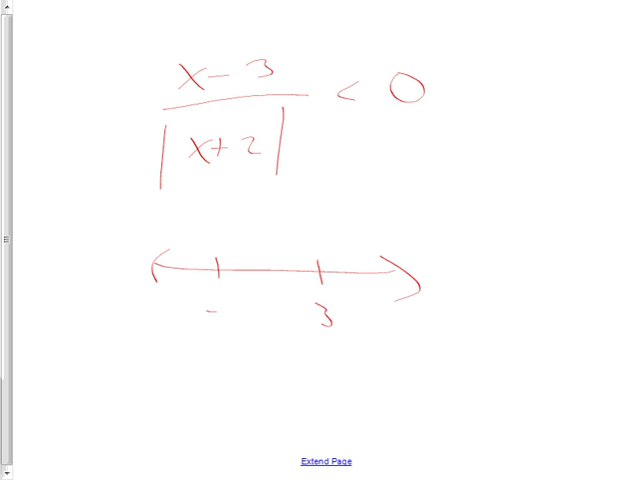Is negative 2 a 0? No, it's an undefined place. Is 3 a 0? Yes, it is. It's a 0. And from there, it's all going to be the same.